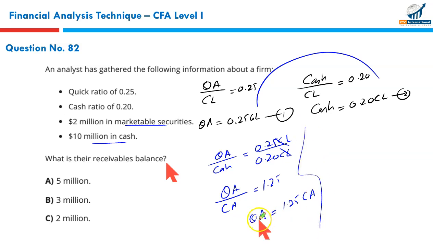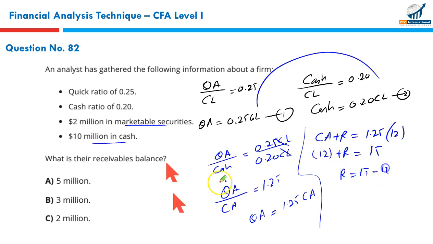We need the receivable balance. Remember, quick assets is equal to cash assets plus receivables. Cash assets means cash and marketable securities, and they are equal to 1.25 times cash assets. They have already been given: 2 plus 10, 12. 12 plus R is equal to 1.25 times 12, which gives you 15. So if you need receivables, it's 15 minus 12. Here we go, 3. Maths and English. If you have a grip over these two things, maths and English, you can rule the world. B.